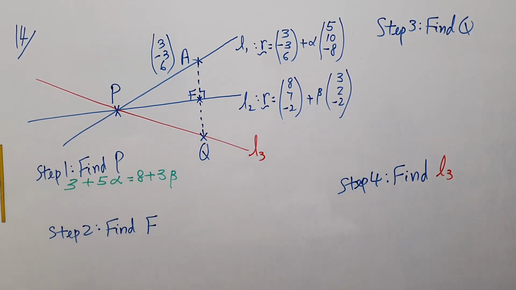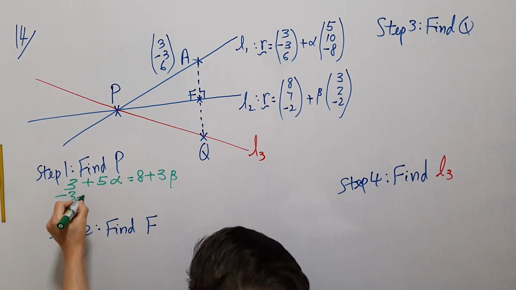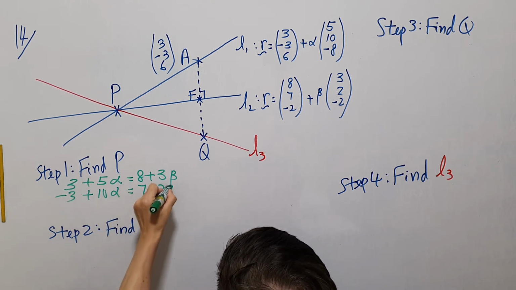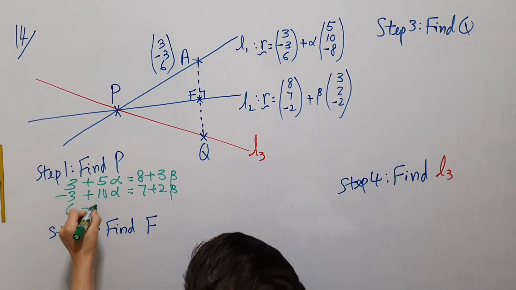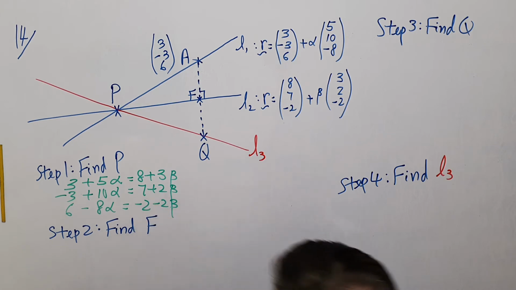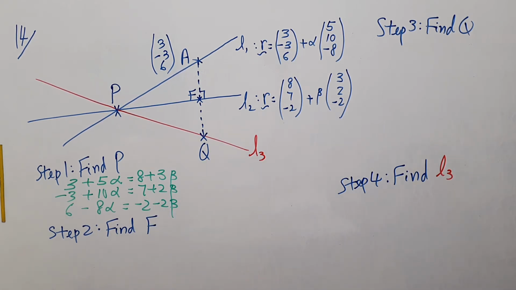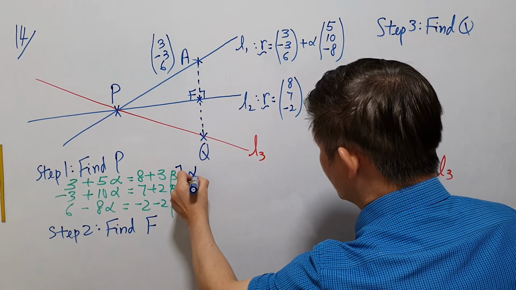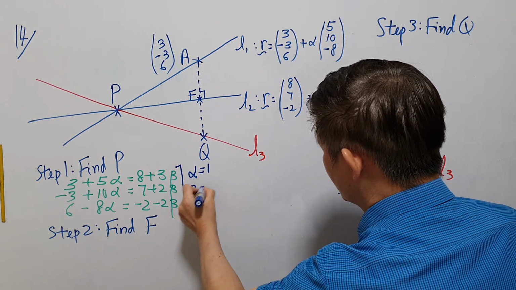Let me check that green color is visible in my video. Yep, it's good. Then the next equation I have is minus 3 plus 10 alpha is equals to 7 plus 2 beta. And then 6 minus 8 alpha is equals to minus 2 beta. So to solve for the point P, I equate the equations. Upon solving them, I will find that my alpha is equals to 1 and my beta is equals to 0.